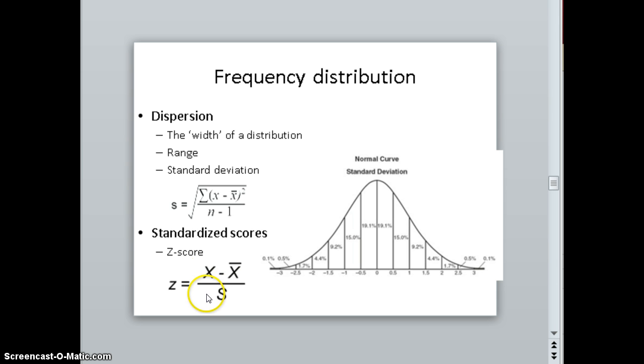Okay, so if we look at the formula here, how far is this score that I'm going to make a z out of, how far is this score away from the mean relative to how far the scores are from the mean in general, this standard deviation?